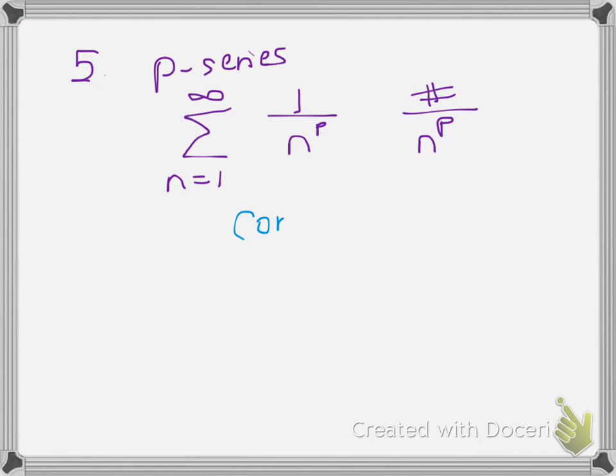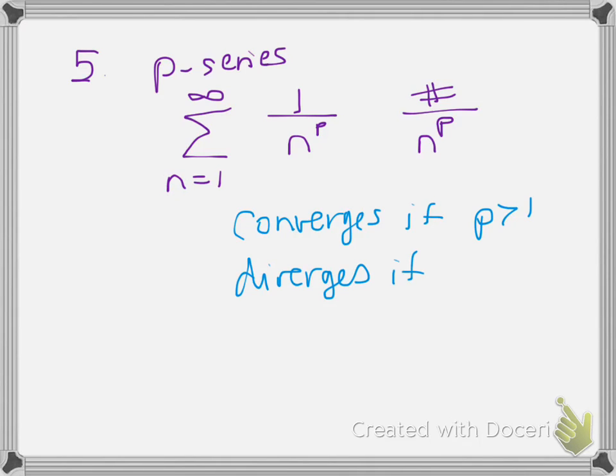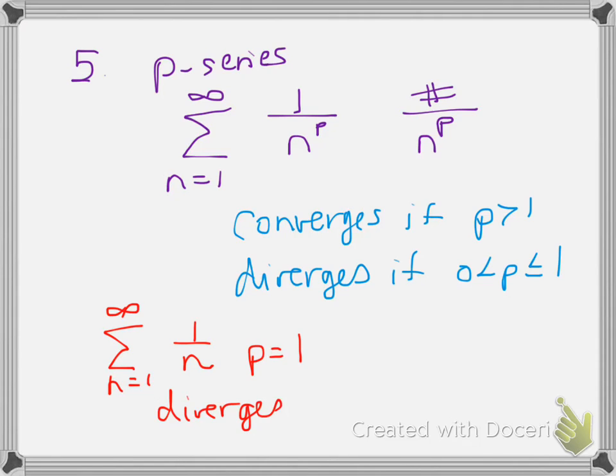And the rule is that it converges if p is greater than 1. And it diverges if p is between 0 and 1, meaning p can't be negative. It has to be on the bottom there. So, this test is a pretty easy one, I think. If you have the sum of 1 to infinity of 1 over n, this is a p series where p is 1. And this series diverges, and you just say diverges p series, because I've already listed what p equals was.